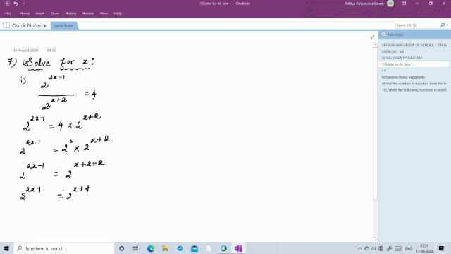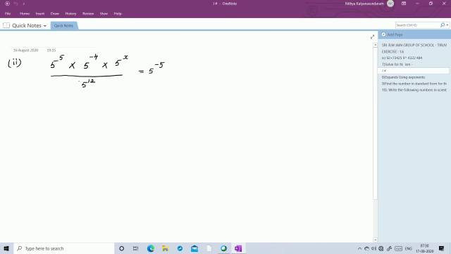Now bases are equal means powers also will be equal. So 2x minus 1 is equal to x plus 4. So x you can bring to one side. 2x, this plus x if you are moving that side, minus x. Then 4 minus 1, if you are moving that side, plus 1. So x is equal to 5. So the answer is x is equal to 5.